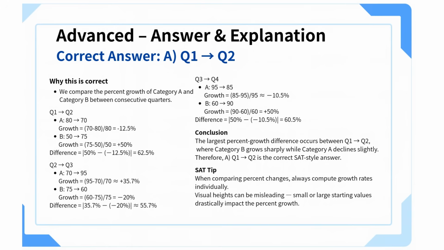Comparing all three, the largest difference occurs from Q1 to Q2, where Category B jumps sharply while Category A decreases. Therefore, the correct answer is A, Q1 to Q2.